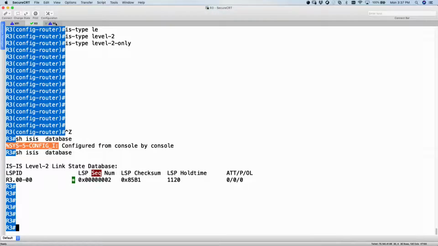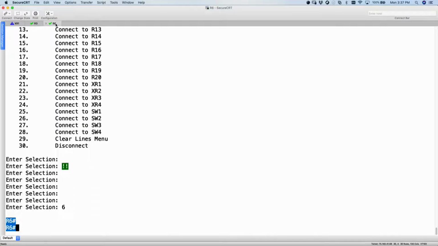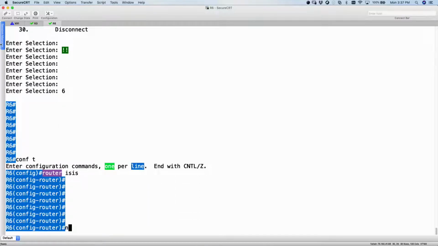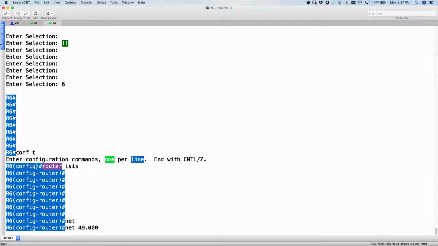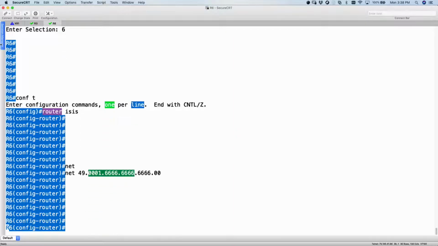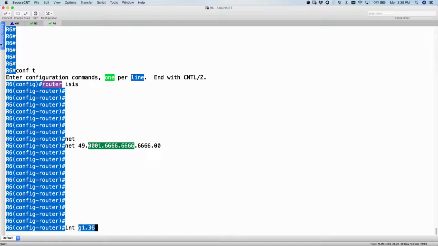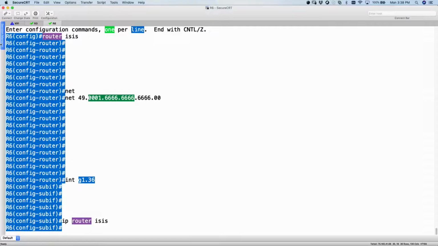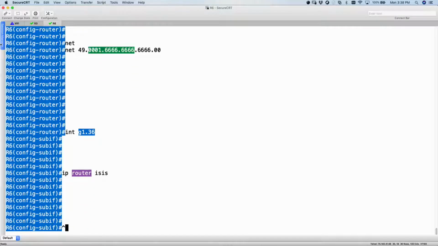Let's go back to 6 and do exactly the same thing. Router ISIS and net 490001. So they both are in the same area, but the system ID must be unique. So 6666.00. And then finally, I go back to my interface 36, where I would say IP router ISIS. So I'm activating ISIS on this interface. So now R3 and R6 should establish an ISIS adjacency with each other. Let's go and verify that.